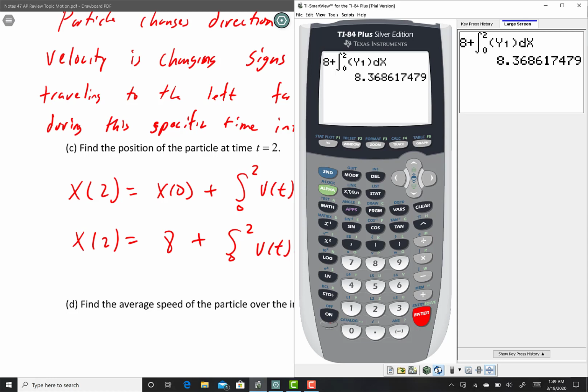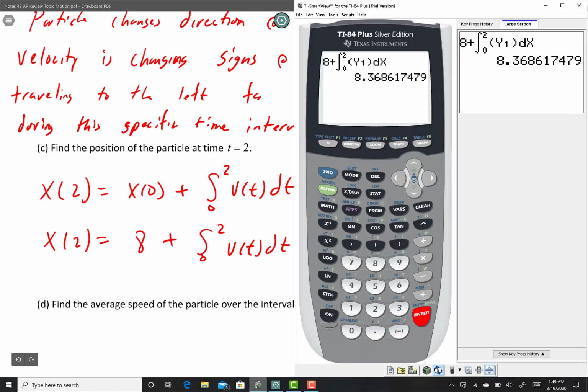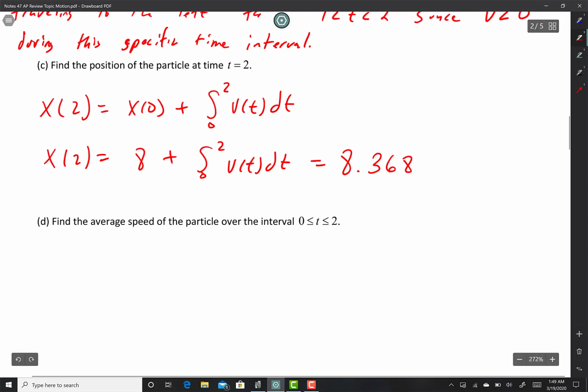8.368 if it's truncated, or 9 if it's rounded. So hopefully I didn't make any mistakes. 8.368. 8.638. Am I dyslexic? Did I get it wrong there? 368. Yeah, I did get it wrong. 368. I can't believe I did that. All right, here we go.